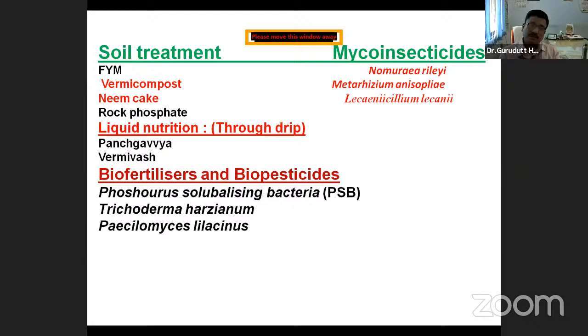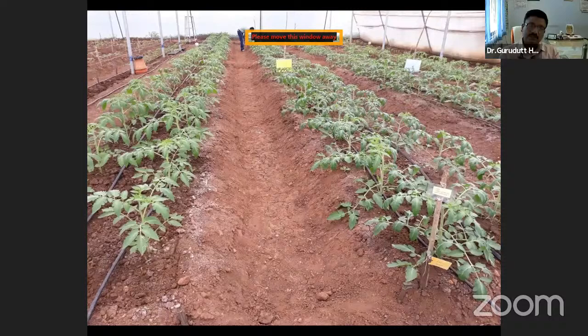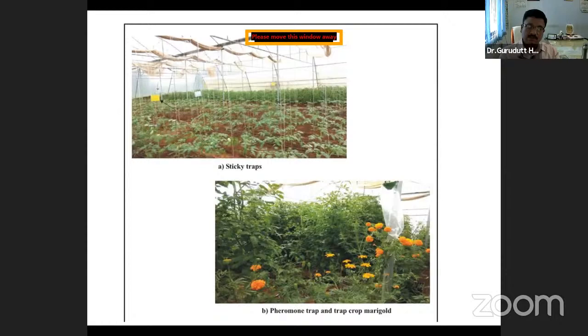And this is how the initial stage of the crop looks. And we can see the sticky traps here and there to manage and monitor the insect pests. And this is a subsequent growth. And we should also take care of an integrated approach by taking intercrops like marigold, which is an attractive crop that attracts the insects, and its root exudates have anti-nematode properties. So we should have a very systemic approach while we go for any kind of crops in poly house conditions.